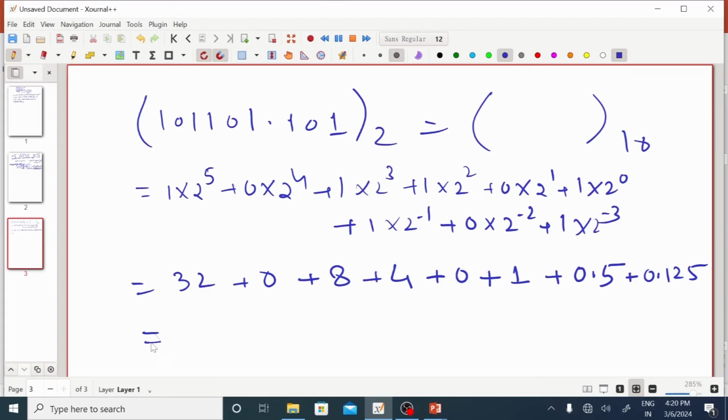So let us add all those numbers: 32 plus 8 is 40, plus 4 is 44, plus 1 is 45. So this is equal to 45.625. In this way, if the number is given in binary format, then we obtain an equivalent number in decimal. This is the number in base 10.